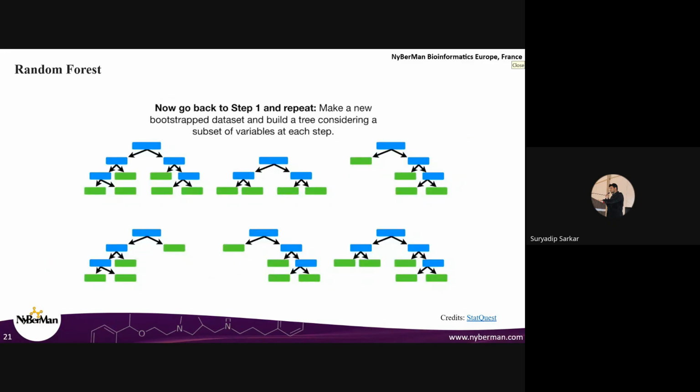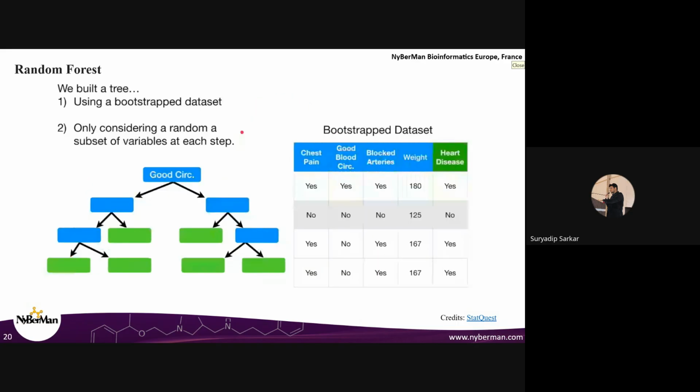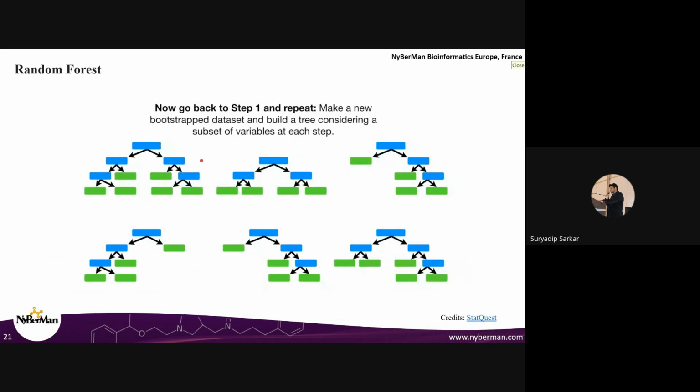Now we can go back to step 1 and repeat, right? So we make a new bootstrap dataset. This is the first bootstrap dataset, right? We have already built a tree. We have the tree here. Good. Now we can go back again to step 1 and build a new bootstrap dataset, right? And then again, we build a decision tree considering only a random subset of variables at each step. Okay, so we can go ahead and do that, right? If we do that, we will have something that looks like this.